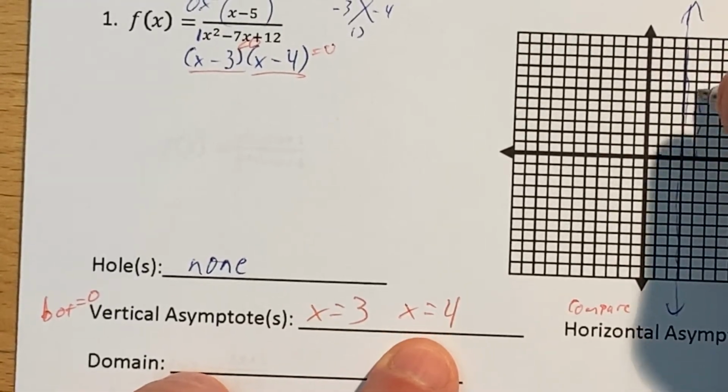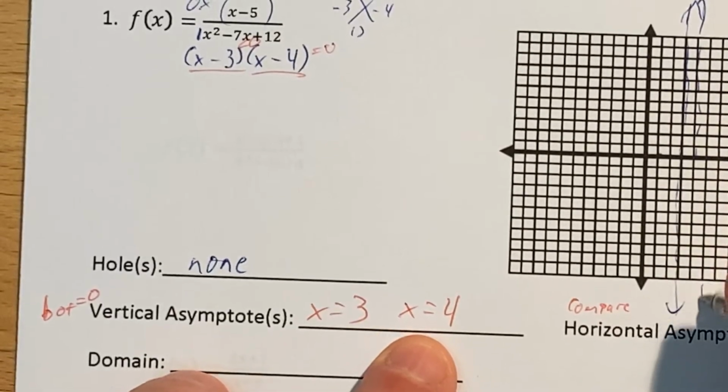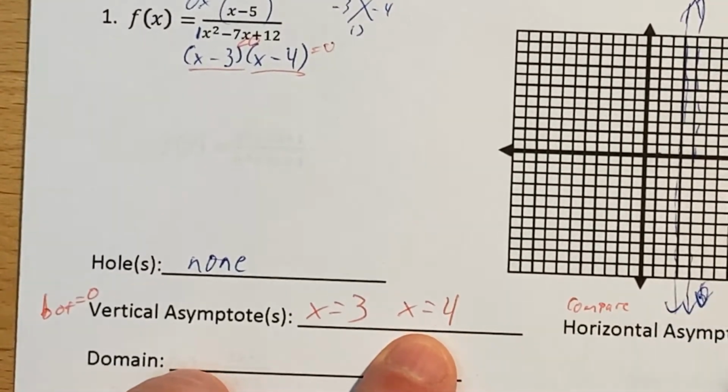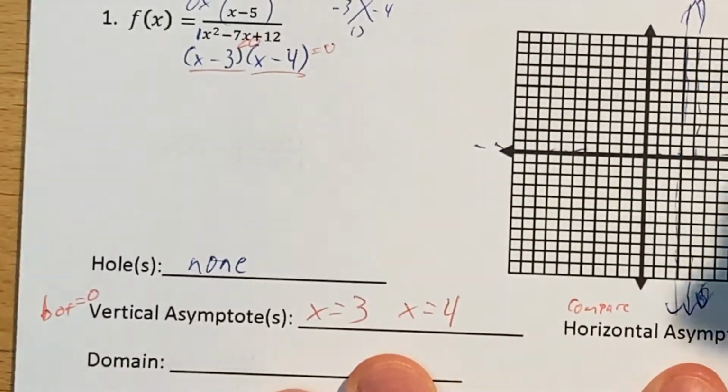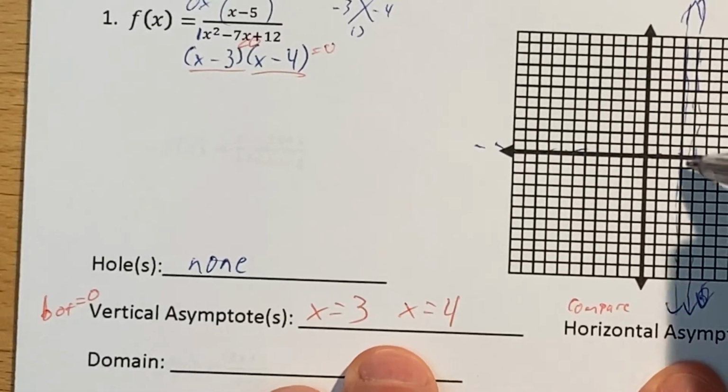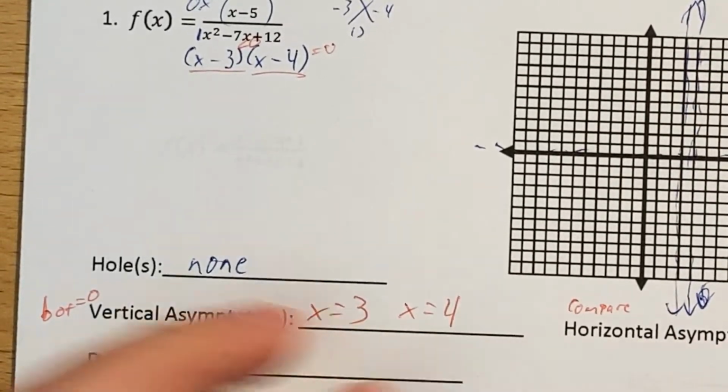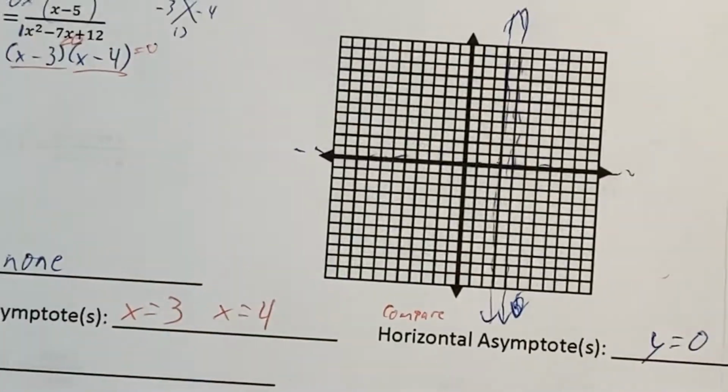X equals 4 is right here. Oh my goodness, why did I do this to myself? And of course I messed it up. And horizontal asymptote at y equals 0. So we get that. 2 asymptotes here, real close together. 1 asymptote right there. And that's what you would get.